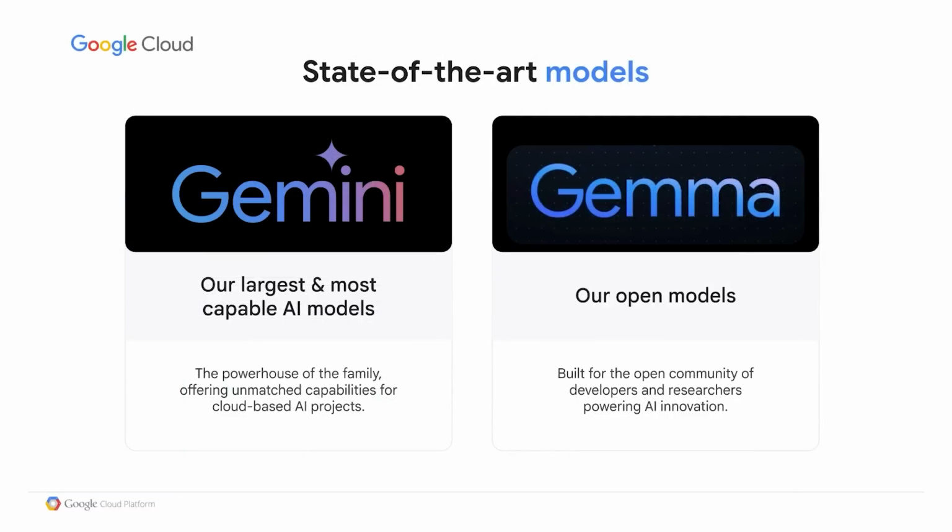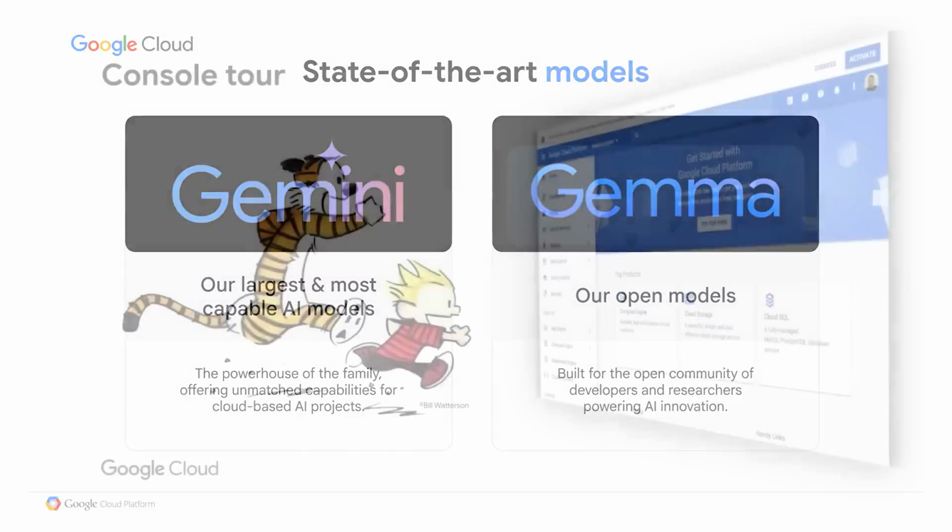Here are the two Google models that we have, or the Google family models. Gemini, which is our largest and the most capable AI model that we have right now, 2.5 Pro. And then we have Gemma, which is our open models. You can download this model, play with the weights, train it however you want. It is a small enough model that you can load onto your phone, but these are the two state-of-the-art family of models that Google offers right now.